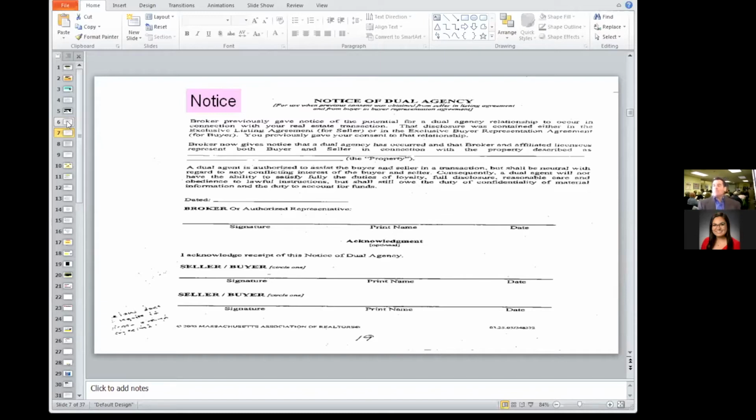Now, notice of dual agency. When does dual agency happen? People go, I don't even know, when am I a dual agent? I know you guys know this. Mary walks into the office. She wants to look at 25 Elm Street.